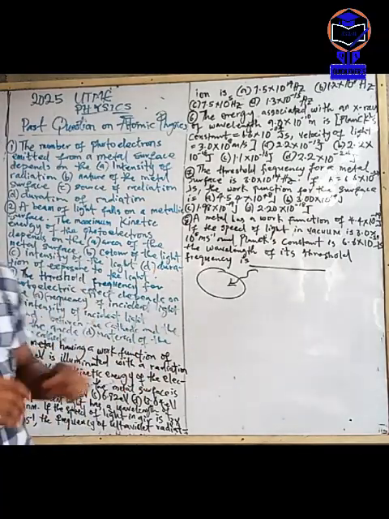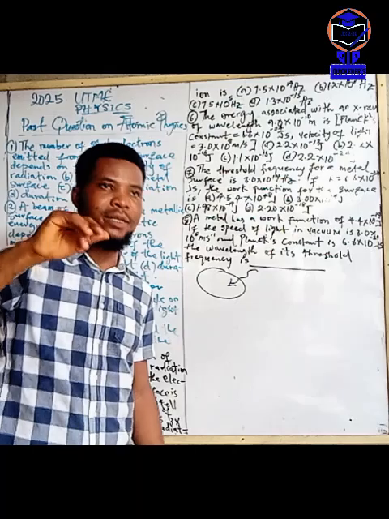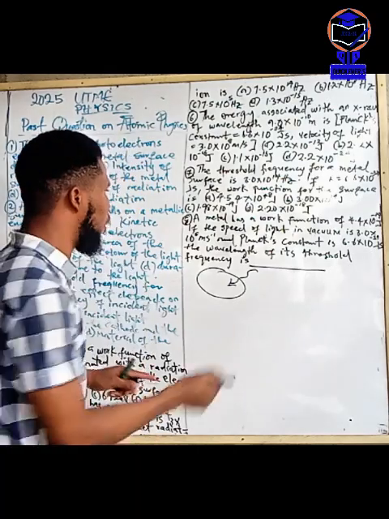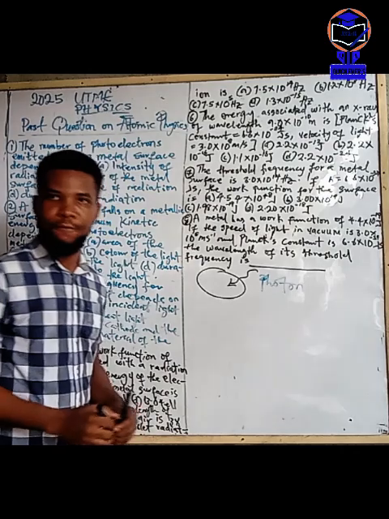So what we are saying is that there is a particular frequency that a light must possess. And when I say a light, I'm talking of a photon. The question could come in this form: what is a photon?